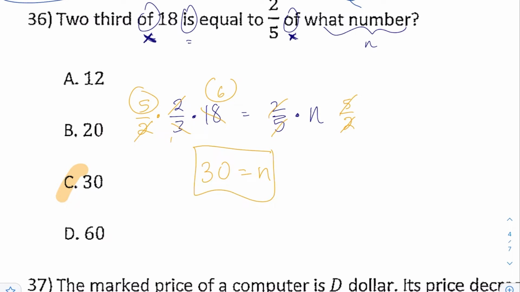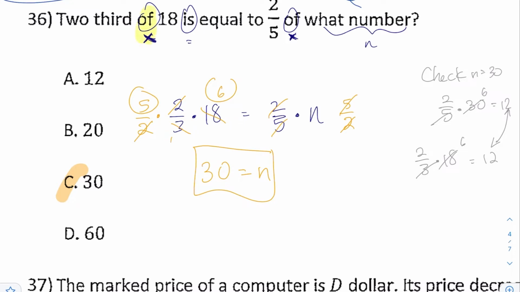So you can check your work here to make sure that n is in fact equal to 30. You take 2/5 times 30. That gives you 2 times 6, which is 12. And you take 2/3 of 18. 18 and 3 cancel out to form 6. 6 times 2 is also equal to 12. So this means that everything is correct.